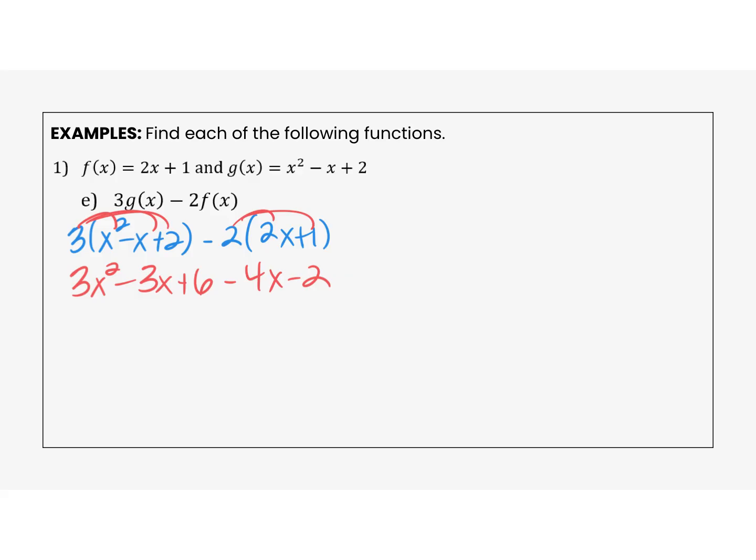Look for some like terms. Like terms, I have 3x squared. I have a minus 3x and a minus 4x, so that's minus 7x. And then I have plus 6 and minus 2, so that's plus 4. Okay, so there's my final answer.